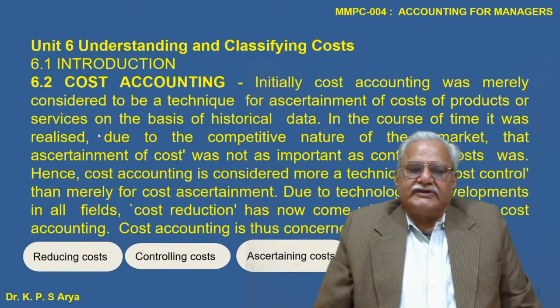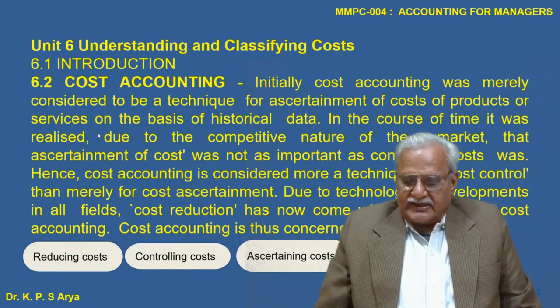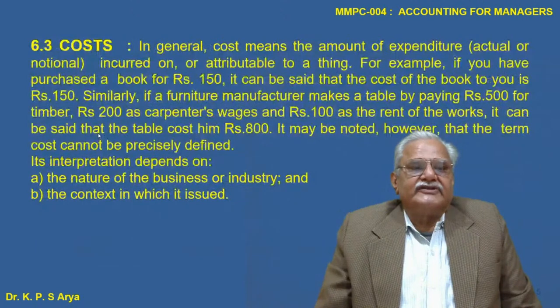Due to technological developments in all fields, cost reduction has now become more important than these two. So, reducing cost, controlling cost, and ascertainment of cost are the three functions.